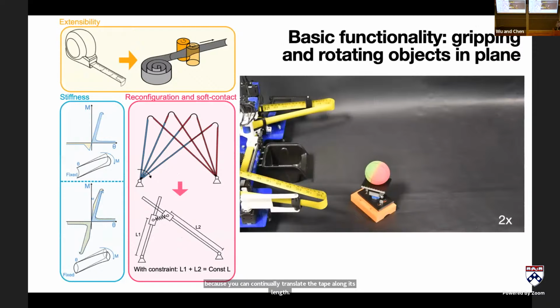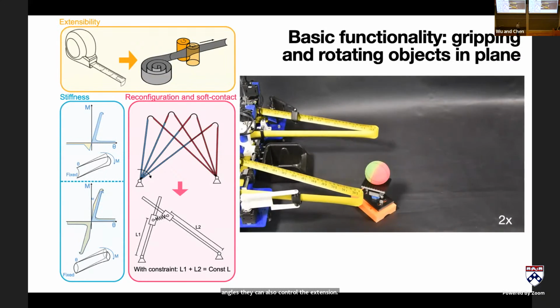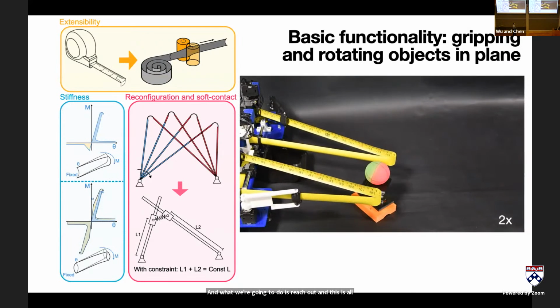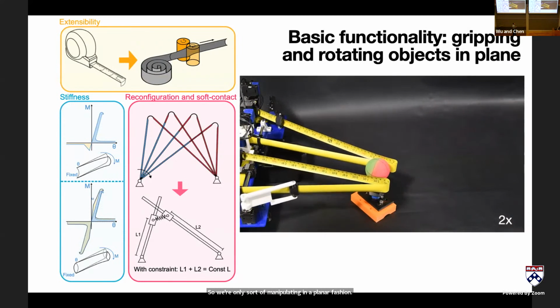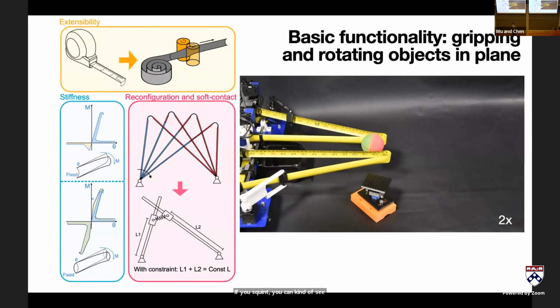The first version of this literally just looks like two tape measures. We've got a set of motors here that control the arm angles. They can also control the extension. And what we're going to do is reach out, and this is all just in a planar setting, so we're only manipulating in a planar fashion. But reach out and grab this rubber ball. If you squint, you can kind of see that we've drawn some lines along the hemispheres of this ball.